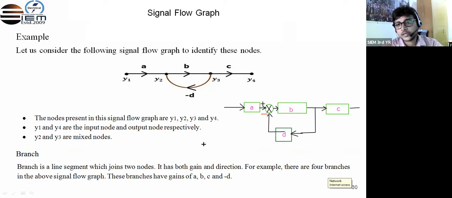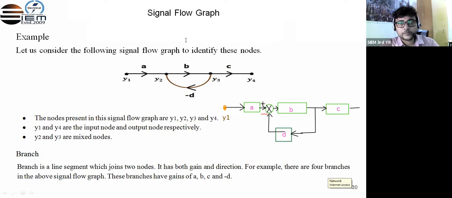Now you will see this particular thing, we have considered a node y1. Here we are considering a node y1. Okay, so this node can be considered as y1.